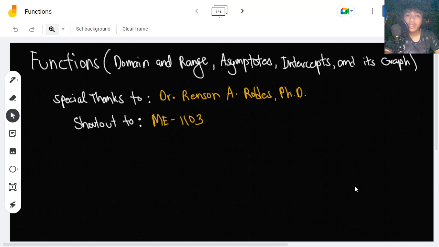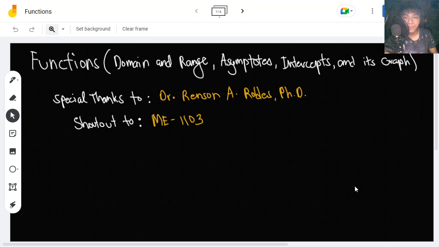And I would also like to give some shout outs to my blockmates, the section of ME1103. All I can say is that you guys are crazy, but it's been fun. Even though it's just been roughly 2 weeks, we've got to know each other on the surface level, and I hope that I can be with you guys through my engineering journey.